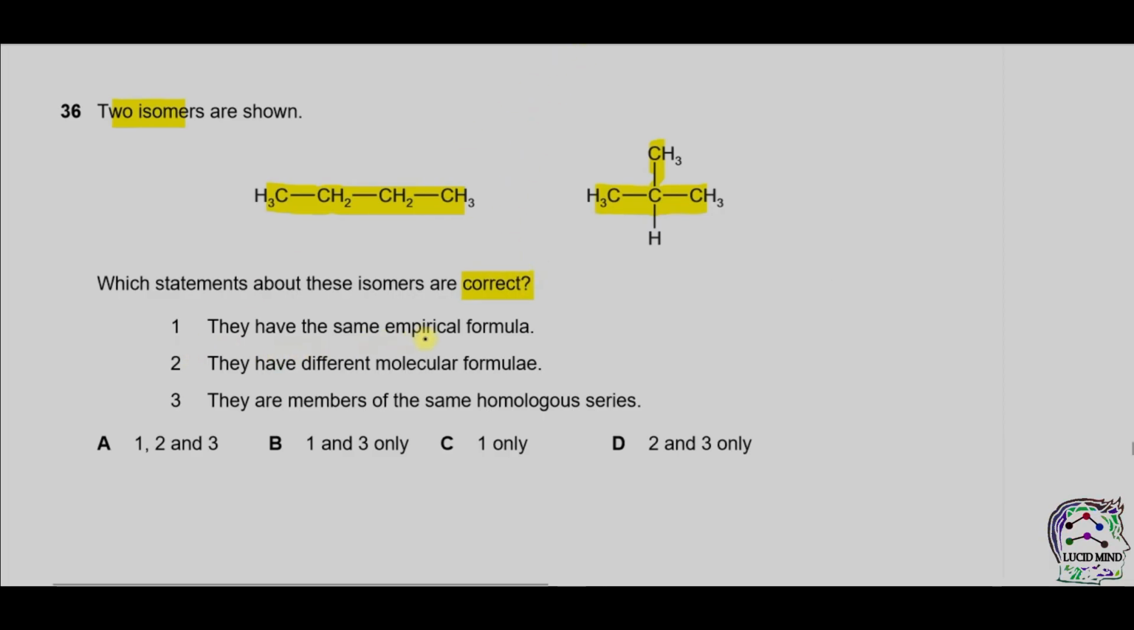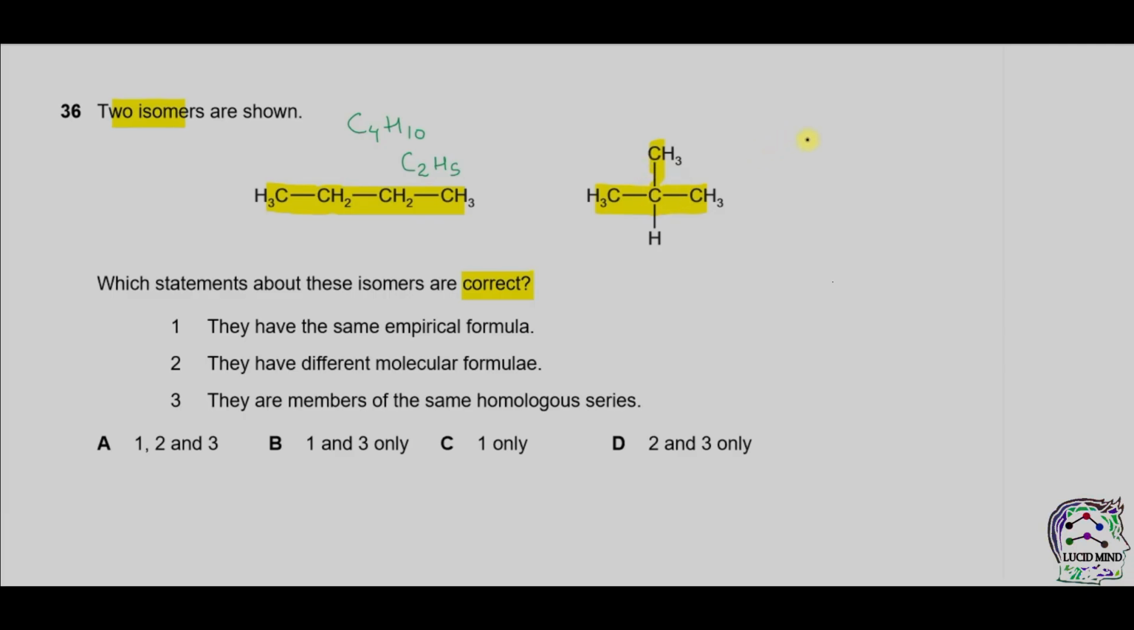Number 1, they have the same empirical formula. Let's find the simple ratio of atoms. We have 4 carbon atoms in the first one. We have 3, 4, 5, 6, 7, 8, 9, 10 hydrogen atoms. We can simplify the ratio, so it will come equal to C2H5. So this is the empirical formula of first one.